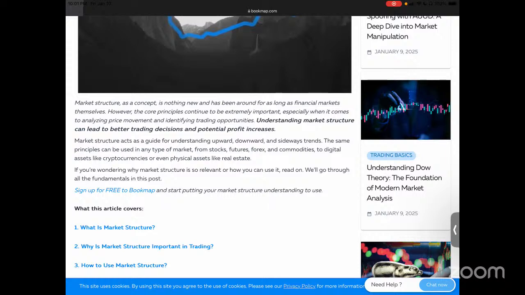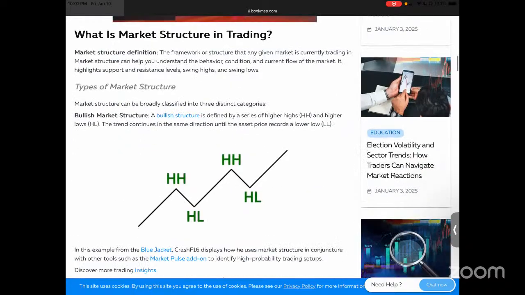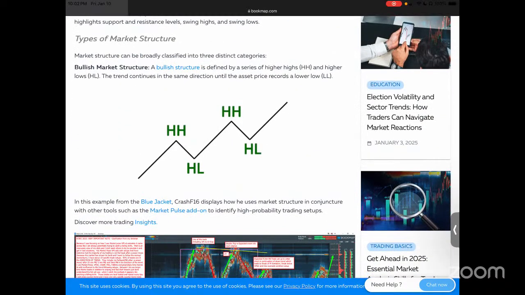So again, the same principle, right? Market structure acts as a guide for understanding an uptrend, a downtrend, and a sideways trend. Sideways is equal highs, equal lows, prices consolidating. Okay. So let's look at what market structure is. And let's say we're looking for a bullish market. Bullish market structure. So we need to see a series of higher highs and higher lows. All right, a series of higher highs and a series of higher lows.